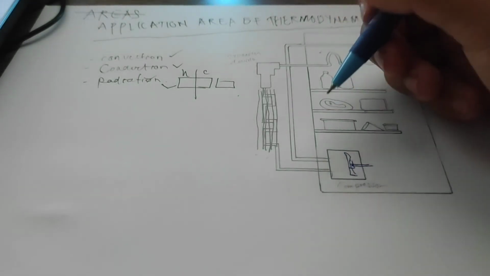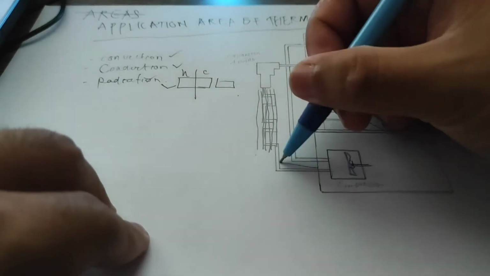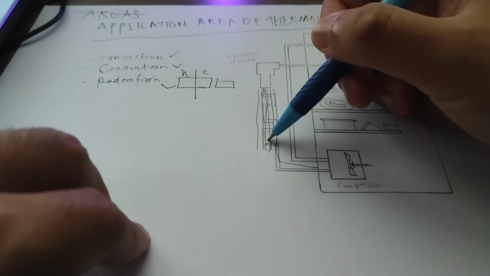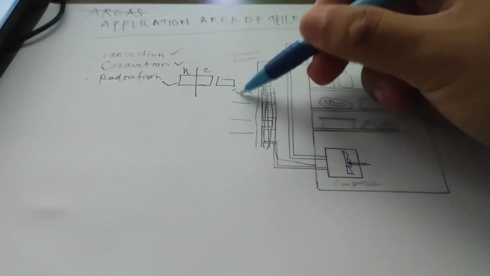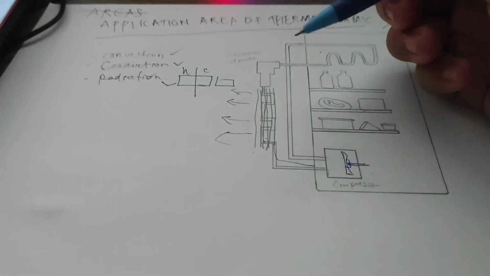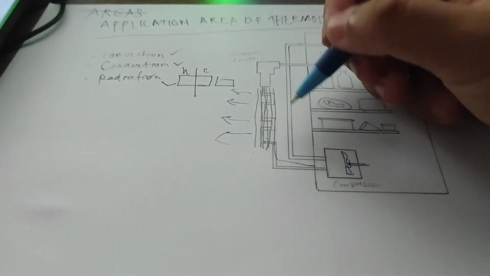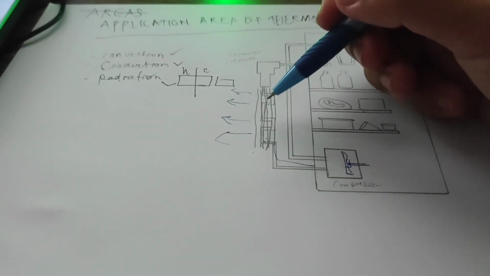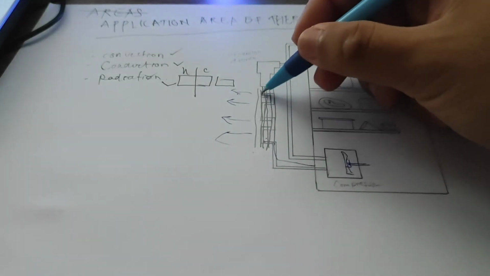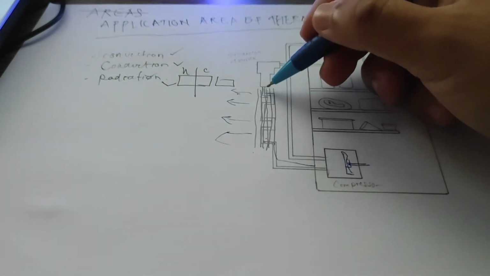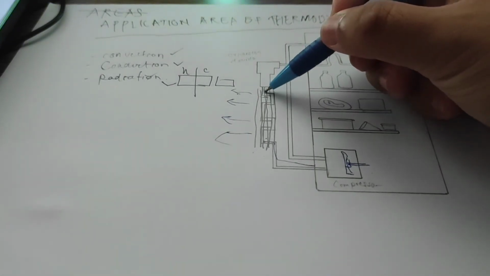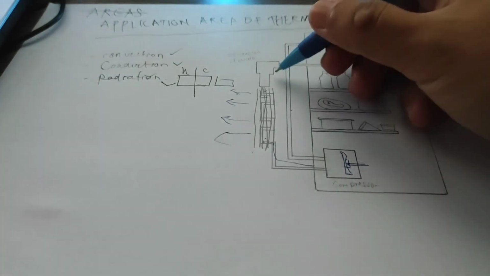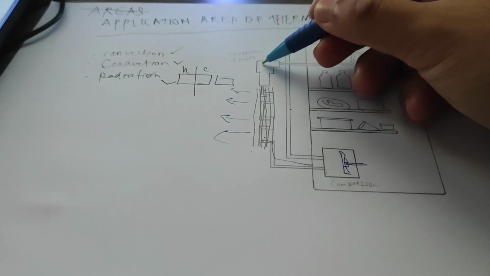In the condenser, the refrigerant transfers the heat to the environment, causing the temperature to decrease and condensation to occur, which changes the refrigerant from gas to liquid.